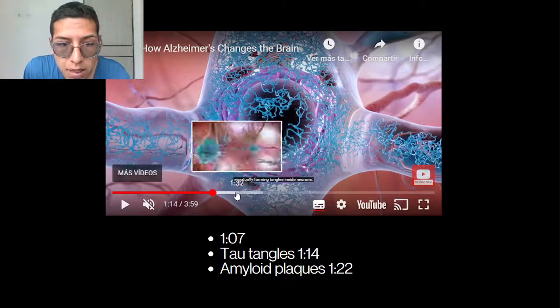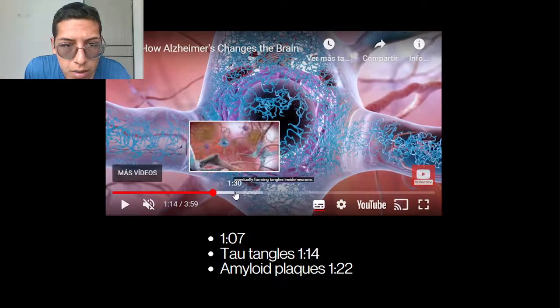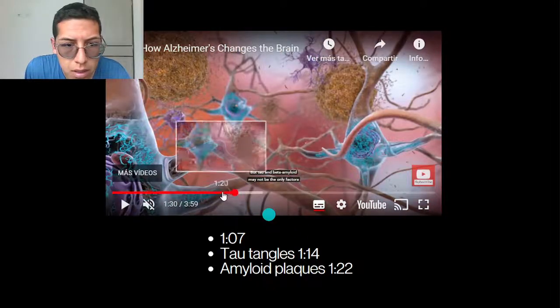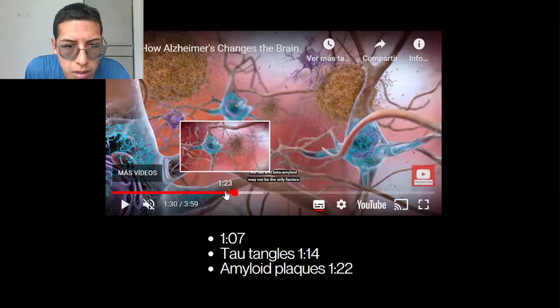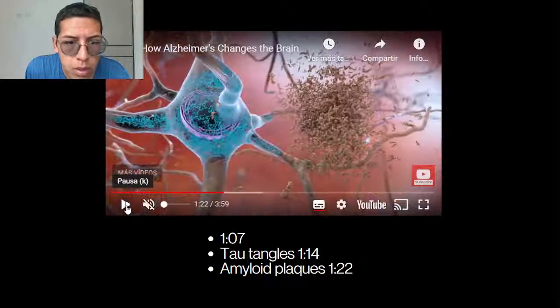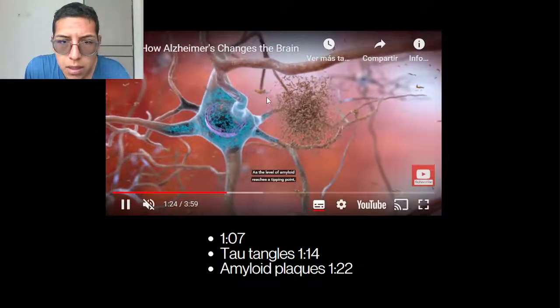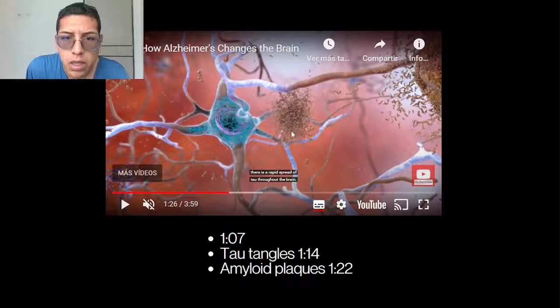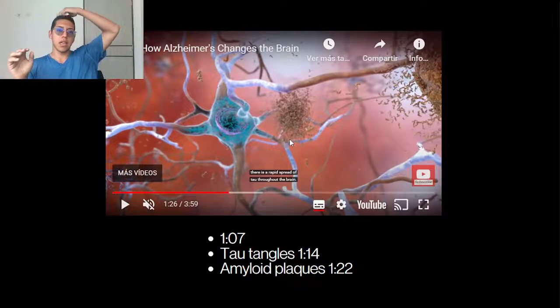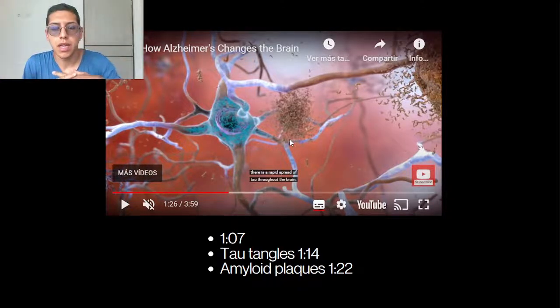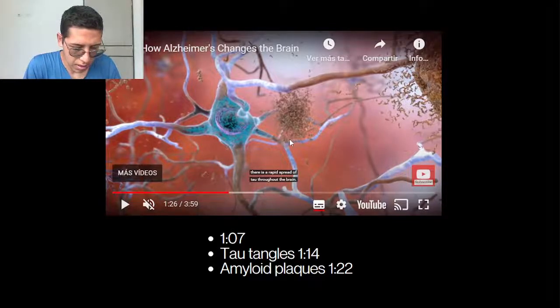But in the case of amyloid plaques, we see them here. A moment, here is better shown. We see them here in a brown color. They interfere in the interception part of the neurons. Yeah, they interfere in the synapses.